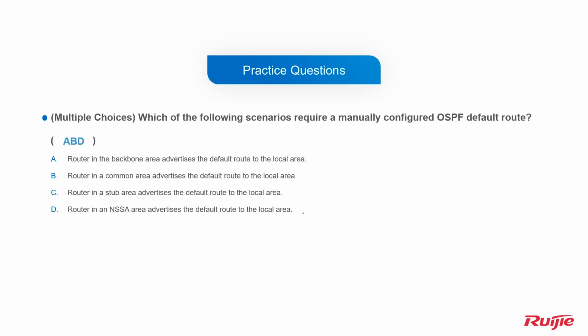We can say it's ABD, right? It's ABD. Because for the default route, we know in an NSSA area, we have to deliver the default route manually, but the stub area doesn't need to deliver the default route, right? It's different. And for the common area and the backbone area, if we want to deliver the default route, we also have to manually configure the OSPF default route.